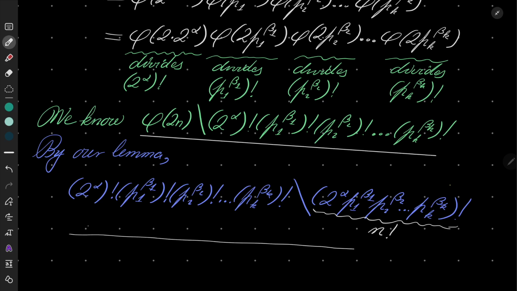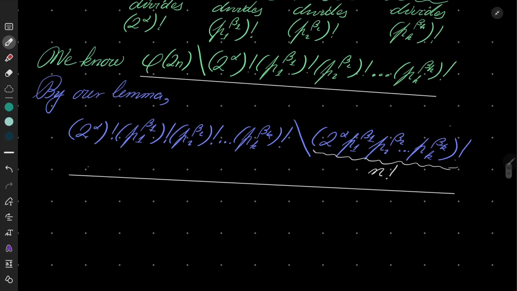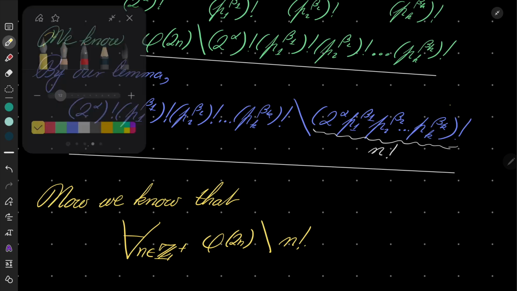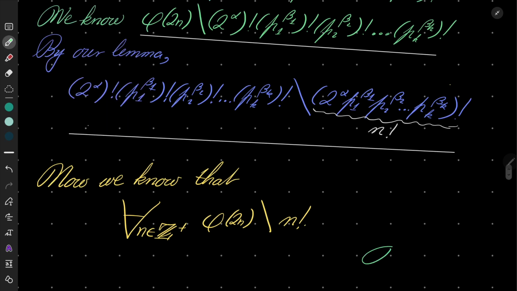So we know that this divisibility is true. We know that this divisibility is true as well. Combining these two facts, we now know that phi of 2n divides n factorial for every positive integer. And that was exactly our goal. QED, quod erat demonstrandum.